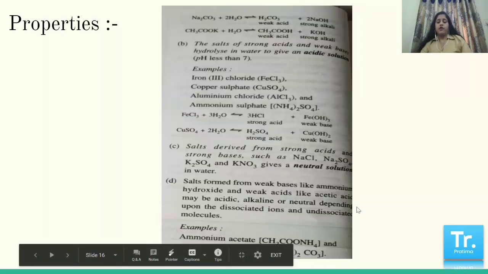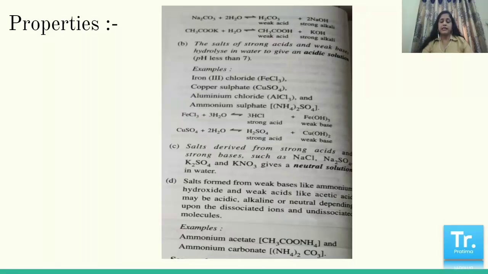Some salts are formed from weak bases like ammonium hydroxide and weak acids like acetic acid. So they may be acidic, alkaline or neutral depending upon the dissociation, or the undissociated molecules. How much it gets dissociated, the solution will be accordingly. This is a little different from the other two concepts we did just now. So basically hydrolysis: a strong base and a weak acid in water will give you a basic solution. A strong acid and a weak base in water will give you an acidic solution. A strong base and a strong acid together will give you a neutral solution. It only goes a little different for the ammonium salts.